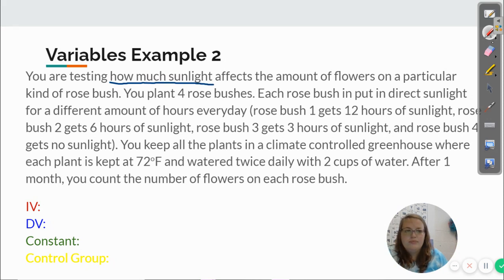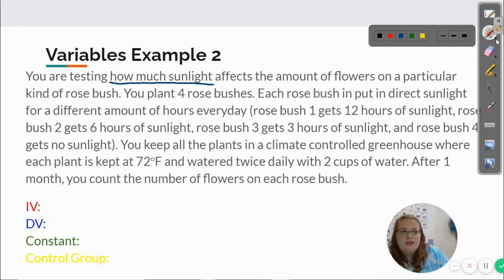Okay. Come on. All right. Now, what is going to happen as a result of the amount of sunlight? What are we measuring as a result of that? Oh, I changed my colors for some reason. This should be red now.